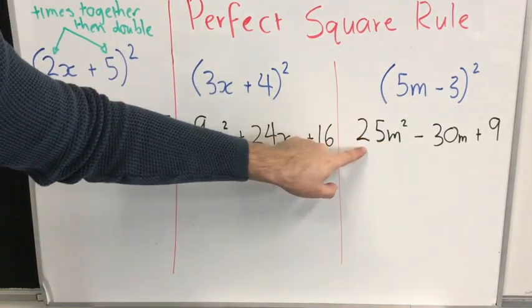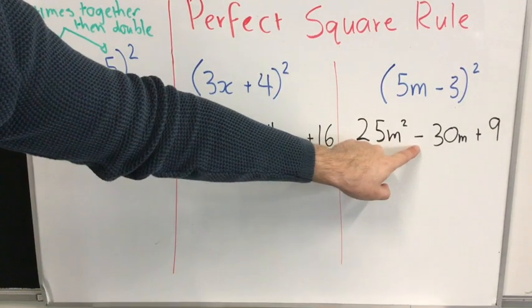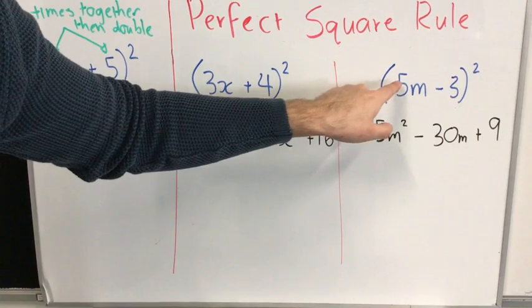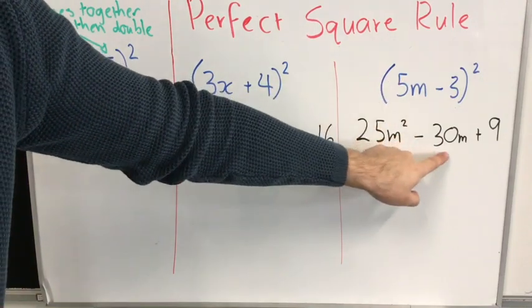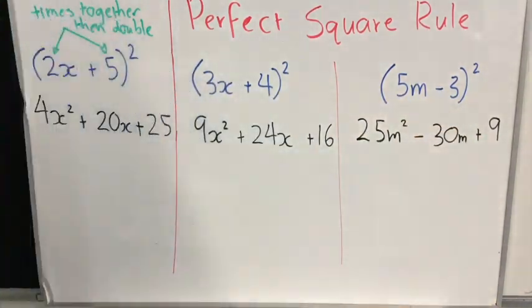Last one. 5 squared is 25, m squared. There's a minus in the bracket, so a minus goes there. For the middle number, times these numbers together. 5 times 3 is 15. Double it, 30. Put the letter next to it. Always a plus, and then 3 squared is 9.